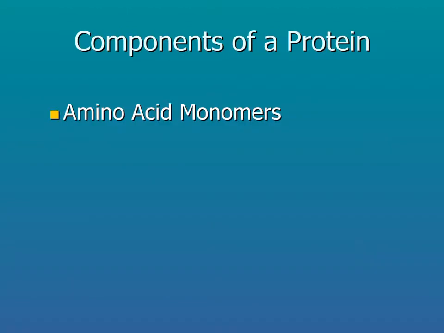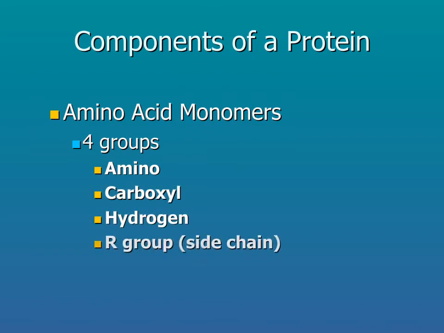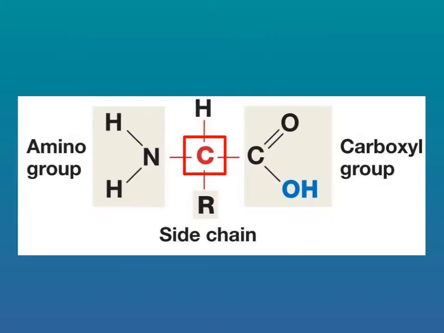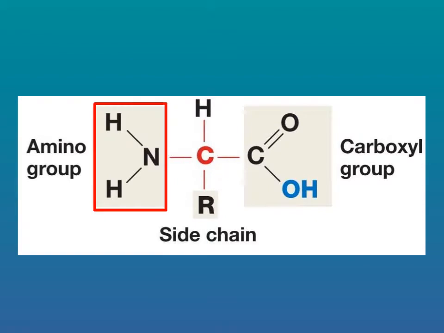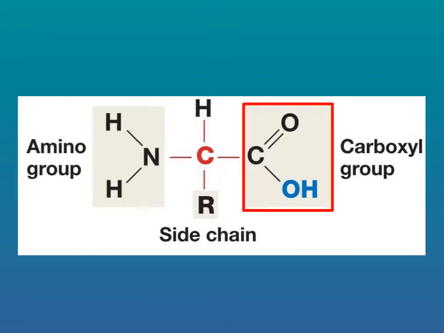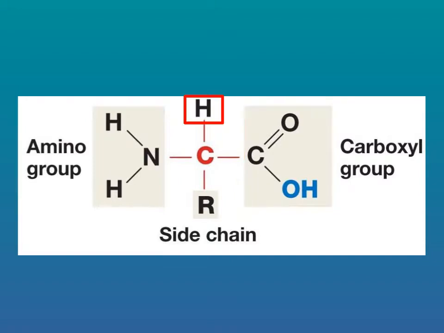Amino acids are the monomers that make up protein polymers, and amino acids consist of a carbon surrounded by four groups: an amino, a carboxyl, a hydrogen, and a side chain, or R group. The side chain is variable from amino acid to amino acid. Here's the central carbon with an amino functional group, a carboxyl group, a hydrogen, and the side chain or R group. This is the important one, as it is the only group that differs in the 20 amino acids found in organisms.